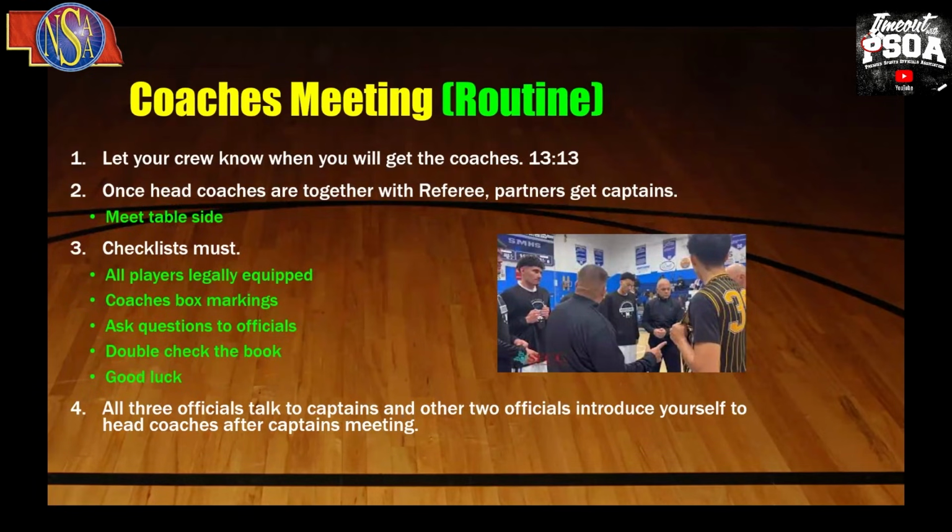So why table side? Once that is all done with the head coaches, now the referee turns around and they are talking to the captains right there. Coaches are right by the table to check the book. Everybody is right there in the spot where we need everybody to be. All three officials talk to the captains, get the captain's numbers, get the speaking captain, and this is sort of that personality. You got to find words to get their attention so they trust you and build rapport.